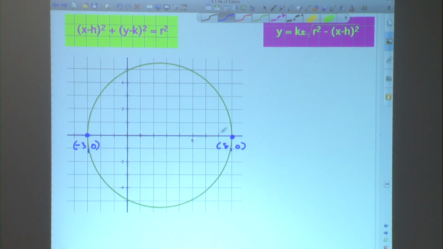Okay, what's the length of this? How do you get that? So you're going to do 1 minus the other, so 8 minus -3 equals 11. And that's our diameter. But we want the radius, so we do what?